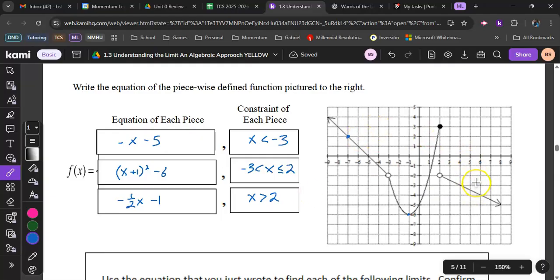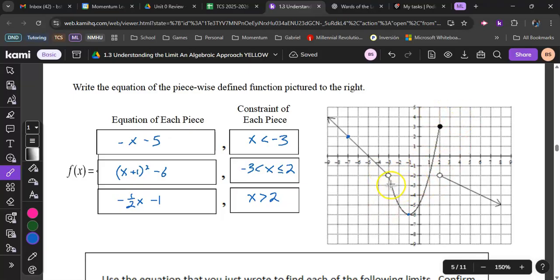The first one and the last one is just a line. So I'm literally just finding y equals mx plus b. So the slope, which for this one is negative 1, and then if I extend the line, it's going to hit down here at negative 5. This one here, my slope is negative 1/2. If I extend it, it's going to hit the y-axis at negative 1. So that's those two. The middle one, you guys didn't remember very well, but this is what we call vertex form.